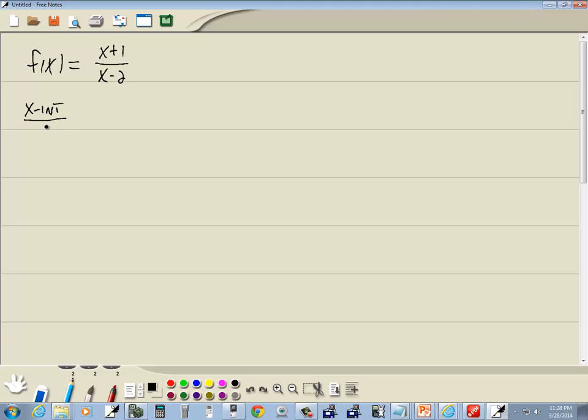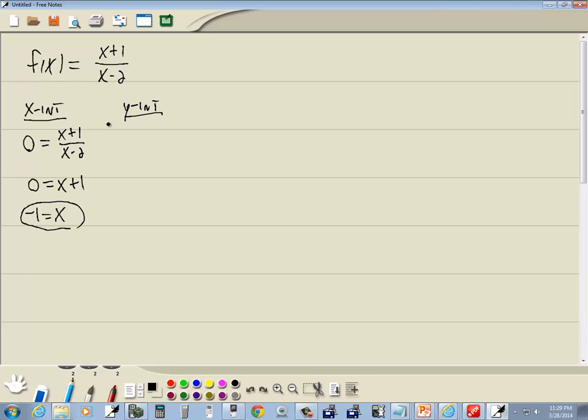So for x-intercepts, you always plug 0 into the other variable. So plug 0 in for y. So we've got 0 is equal to (x plus 1) over (x minus 2). Whenever you're finding intercepts and you've got a single fraction equal to 0, you can just set the top part equal to 0. So we've got 0 is equal to x plus 1. Take the 1 over, and we get x is equal to negative 1. We'll come back to that.